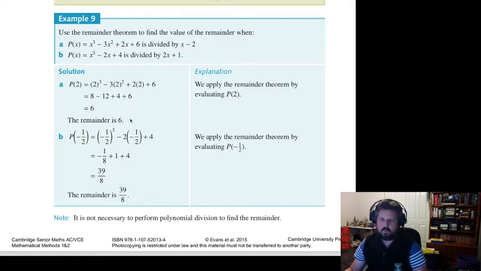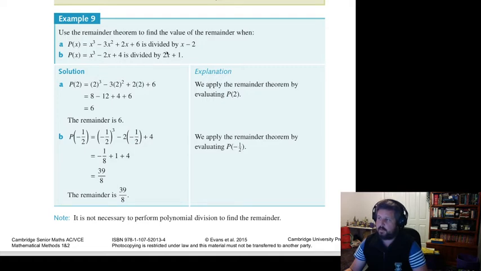It is a lot quicker, hopefully, as you can see, to use the remainder theorem rather than doing long division. Let's have a look at the next example. In this case, it's saying use the remainder theorem to find out what the remainder is when 2x + 1 is divided into this function.